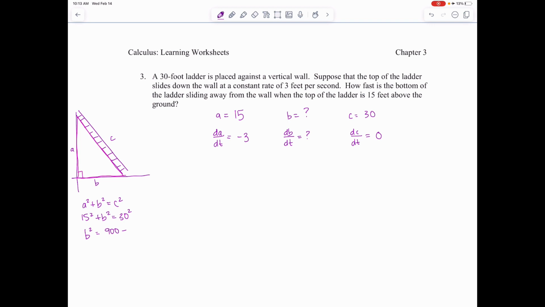Yeah, 225. I just like to double check. Okay. B squared equals 675. So if we take the square root, our B is going to be approximately 25.98. So let's update what we know.